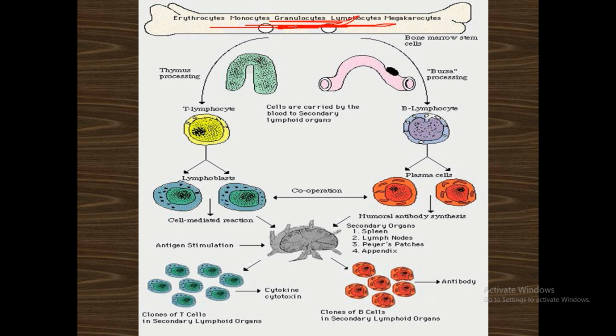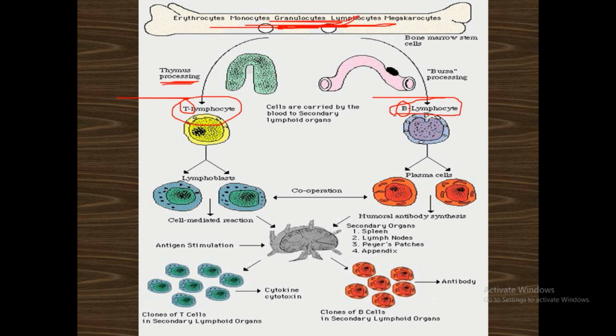But the cells which migrate from the bone marrow into the thymus, where the maturation process takes place inside the thymus, these cells are known as T lymphocytes, T for thymus. And the cells that are still present inside the bone marrow, where the maturation of the lymphocyte takes place inside the bone marrow, these cells are known as B lymphocytes, B for bone marrow, or bursa fabricius or bursa processing. So these are the B lymphocytes.